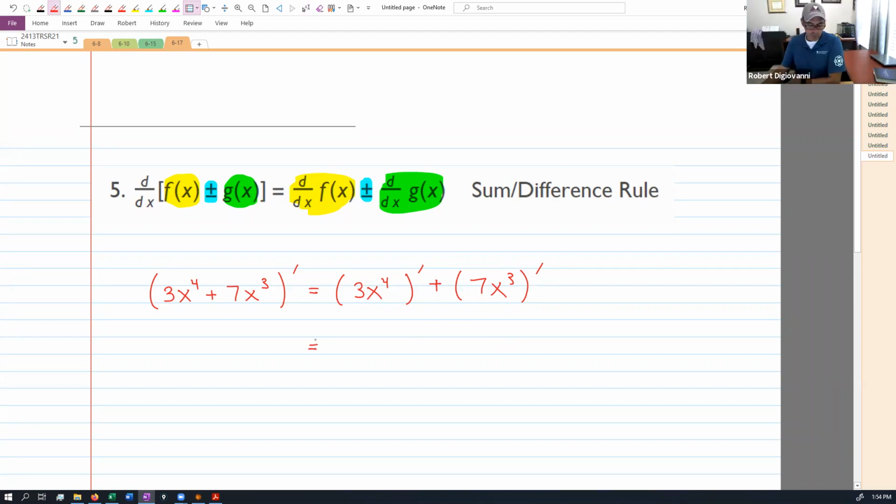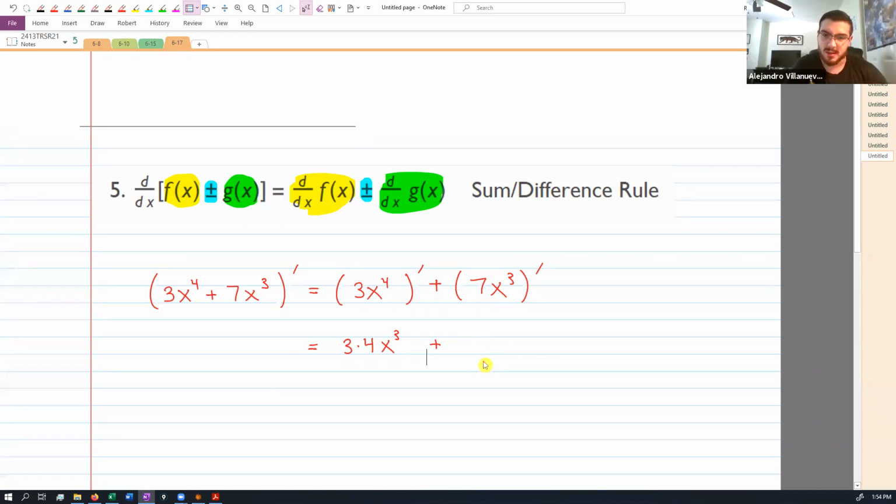All right. So for the first one, it's going to be 4x to the 3rd power. And what happens to the 3 that's in front? Oh, it's going to multiply. It's going to come right along with it. So it's going to be 3 times 4x to the 3rd power. Okay, good. Keep going.